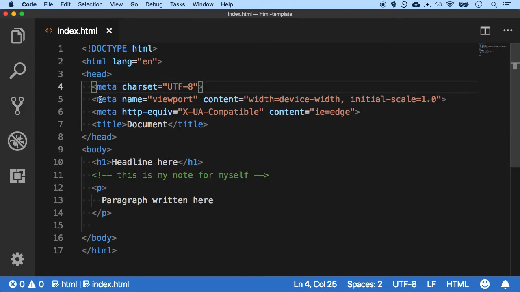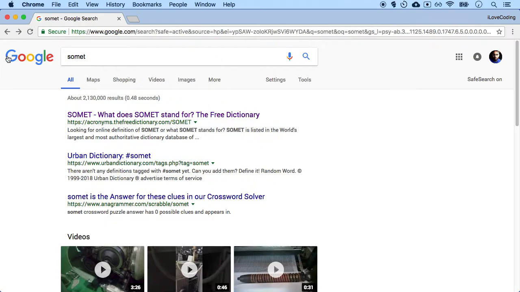The second one is actually meta with the name of viewport and the content of some width and some scaling or whatever, right? So this one says that the name of this particular information is called viewport, and the viewport is really the viewable area of a particular page in our browser. This is the viewport. This is the viewable area. Basically, the body element represents the viewport.